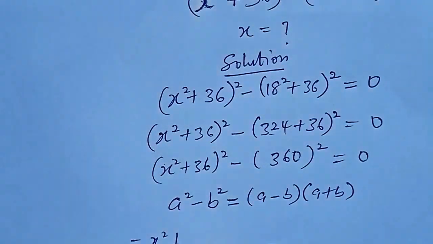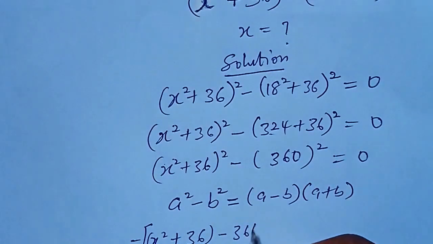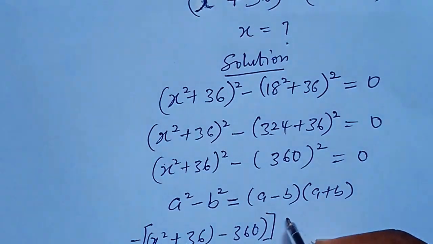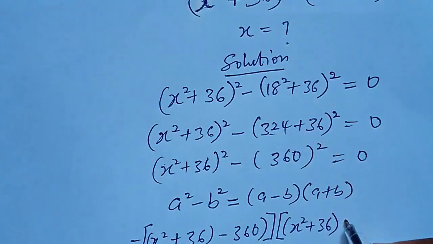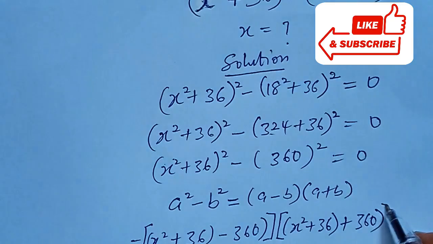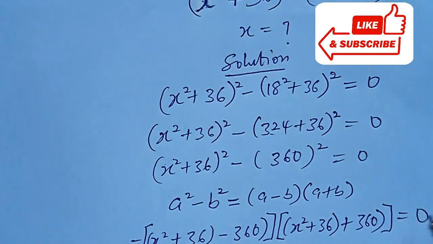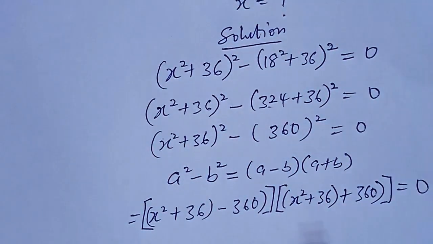(x raised to power 2 plus 36 minus 360) multiplied by (x raised to power 2 plus 36 plus 360), everything equals 0. Okay, this is what we have now.